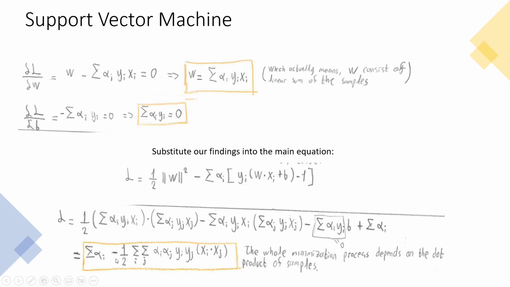You just need to use numerical analysis, but we are not going to go into the details of the numerical analysis. Just remember this formula, and there is just one part of this formula that you should remember. It is this part, this xi dot xj. So the whole minimization process, whatever we did up until now, depends on the dot product of samples. What we are trying to do is just related to the dot product of samples.